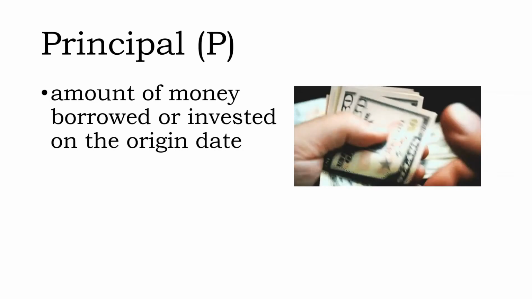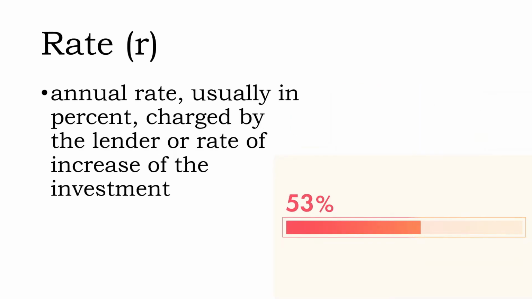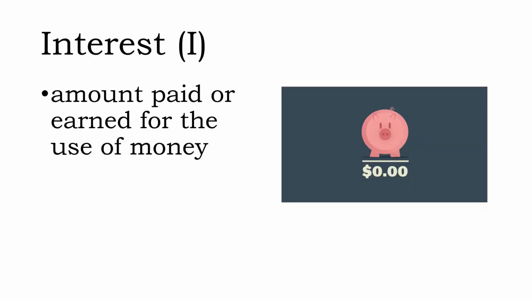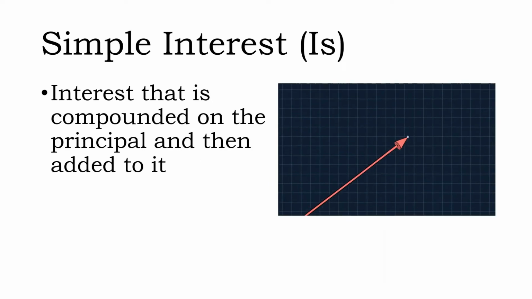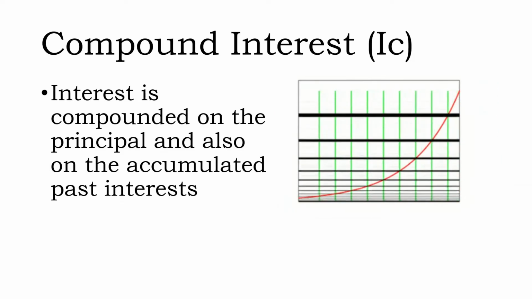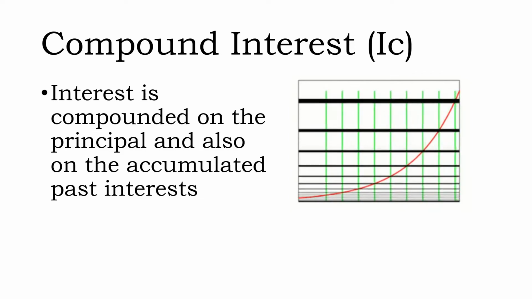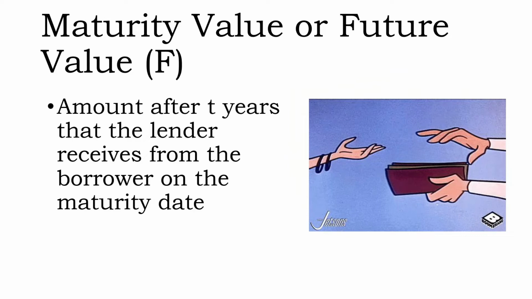Principal, denoted by P, this is the amount of money borrowed or invested on the origin date. Rate, denoted by R, the annual rate, usually in percent, charged by the lender or the rate of increase of the investment. Interest, denoted by I, the amount paid or earned for the use of money. Simple interest, denoted by IS, interest that is computed on the principal and then added to it. Compound interest, denoted by IC, interest that is compounded on the principal and also on the accumulated past interest. Maturity value or future value, denoted by F. This is the amount that the lender receives from the borrower on the maturity date.